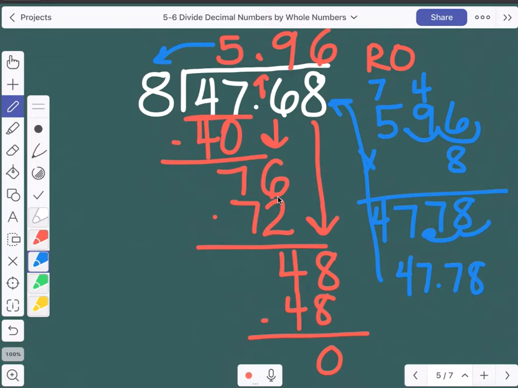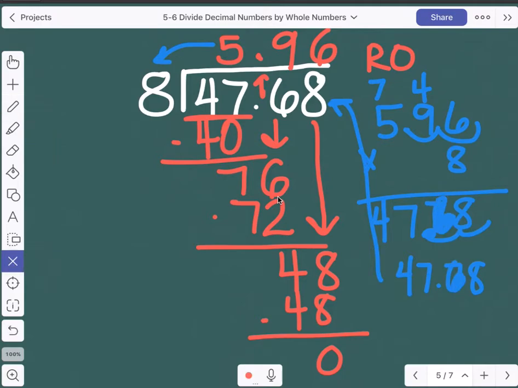Whoopsie, I made a mistake. This is a 6, not a 7. Because this is 72 plus 4, that's 6, not 7. My mistake. How about I go ahead and fix that? I know there's an eraser here somewhere. There we go.